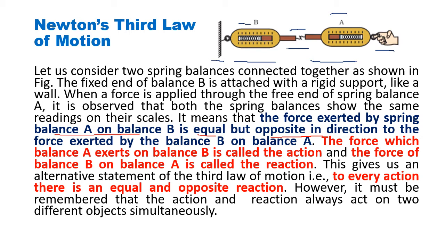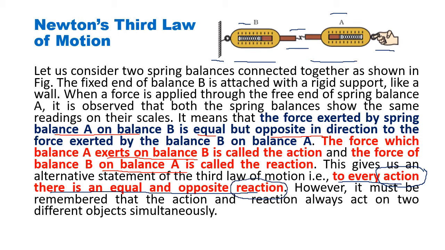So if you call the force which balance A exerts on balance B as the action, then the force of balance B on balance A is called the reaction, which is occurring at the same time. So we will state Newton's third law of motion. To every action, there is an equal and opposite reaction. So remember, the word action and the word reaction mean forces. So this is Newton's third law of motion.